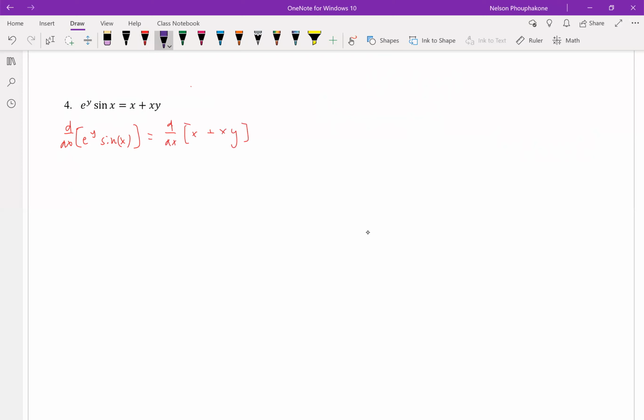Then now remember it is a product. The derivative of e to the y times sine of x plus the derivative of sine of x times e to the y equal to the derivative of x plus the derivative of x times y plus the derivative of y times x, right?